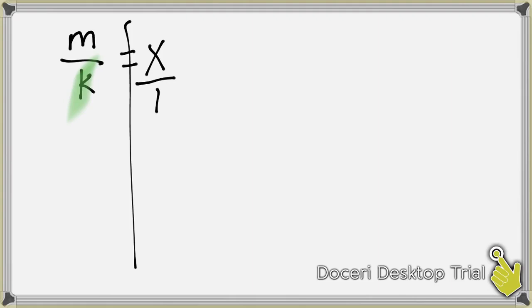We're going to multiply diagonally across. We're going to say k times x, which is kx, equals, and then we're going to multiply across the other way, 1 times m, which is just 1m, which we could just write as m. All right, so we just turned this second part, x, into a fraction by putting it over 1, and then we cross multiplied, and we got this new equation.